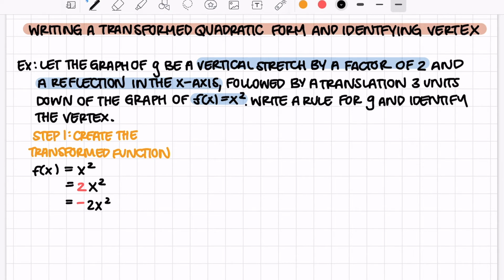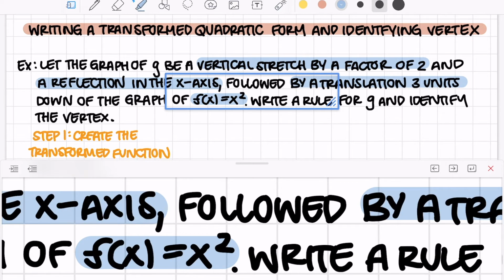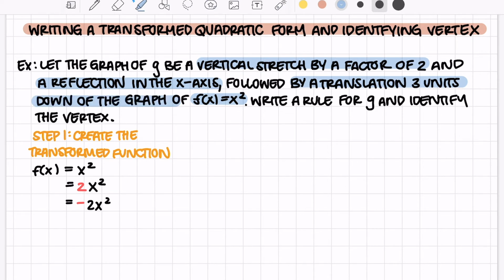And then it says here at the end, we are following by a translation of 3 units down of the graph of f of x. So if I'm going to do 3 units down on the outside of my function, I just need to subtract 3. Done. And so that will be my new function, and it says that we're graphing it in the function of g, so I'll put g of x is equal to negative 2x squared minus 3. Once I figured out what the transformed function is, now I can actually find out what the vertex is.